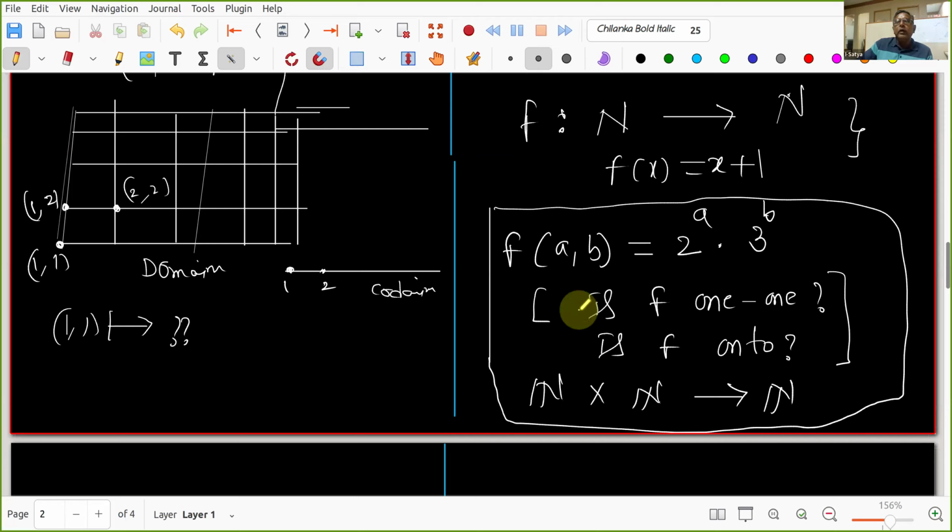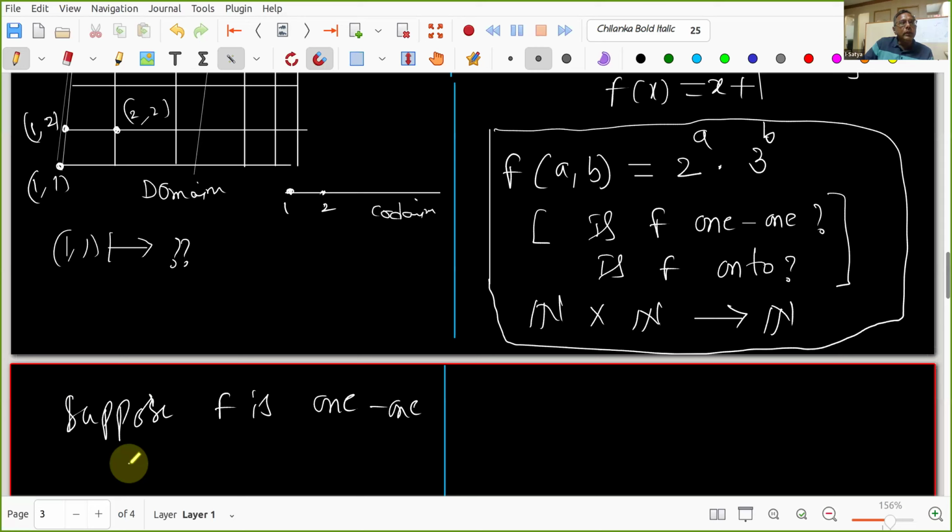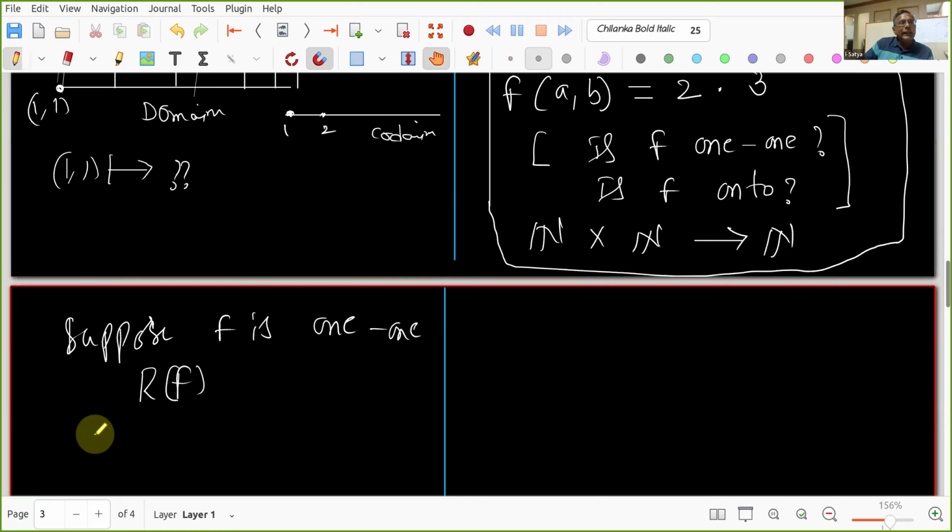Suppose f is 1-1. Then what is the range of f? What is the connection between the range of f and the natural numbers? The continuation is on the next page. So if f is 1-1, the range of f means f of N cross N, right?